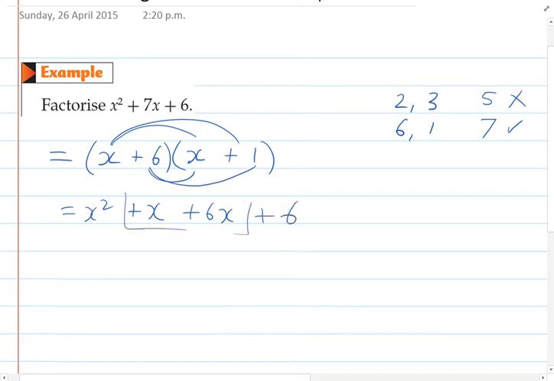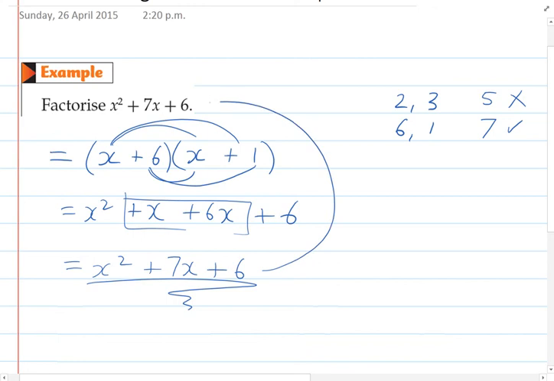Okay, let's collect our like terms here. So we've got x squared plus 7x plus 6. And you'll notice that that there is exactly the same as what we started with, and so we can give ourselves a big tick there because we know we've got it right.